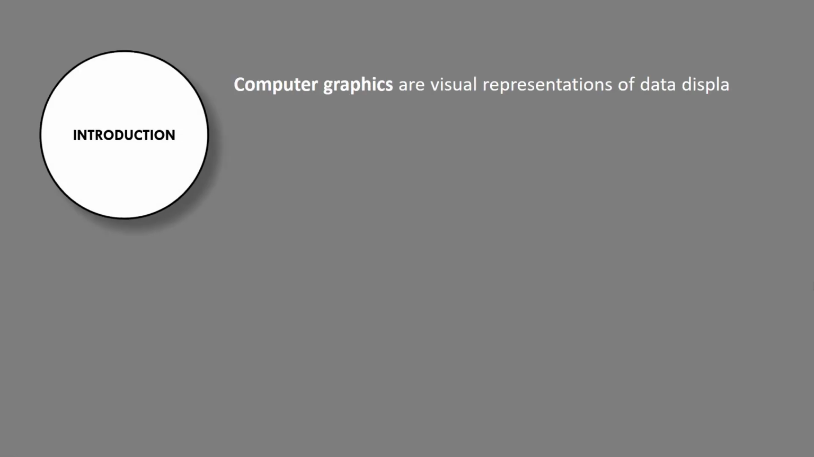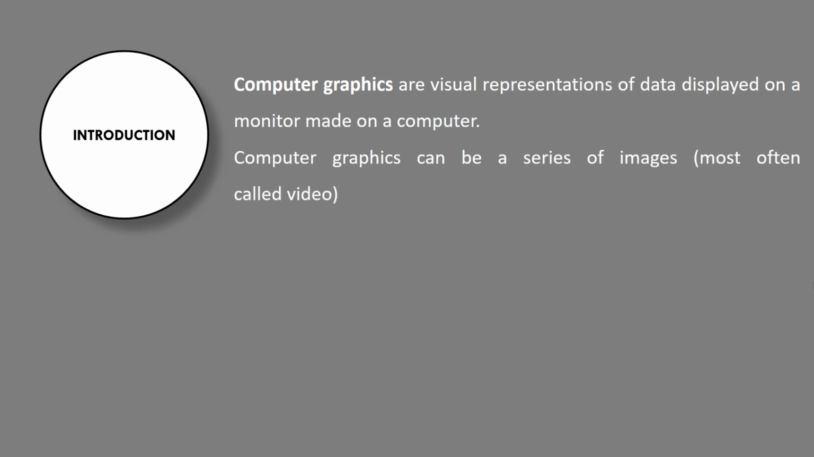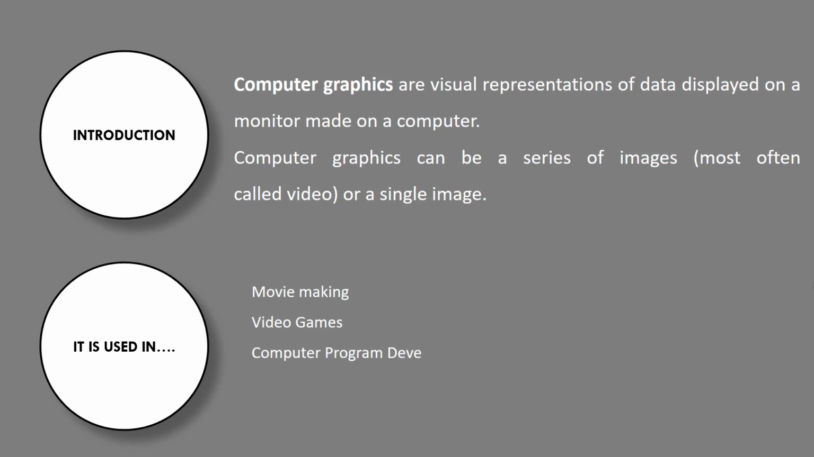In the introduction we are going to see the definition of computer graphics. Computer graphics are visual representation of data displayed on a monitor, made on a computer. Computer graphics can be a series of images, which are often called videos, or a single image. It is used in different kinds of applications like movie making, video games, computer program development, scientific modeling, designing for advertising and other commercial arts.